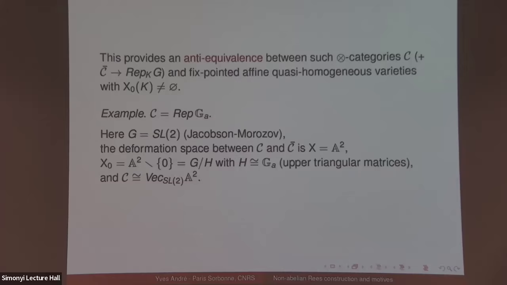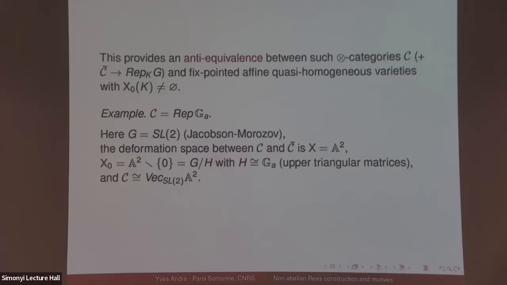So the example is I take just a representation of the additive group. Here is the group G, which controls C bar, the category of representations of G. This is SL2. This is just a formulation of the Jacobson-Morozov theorem. And the deformation space between C and C bar is again the affine plane.